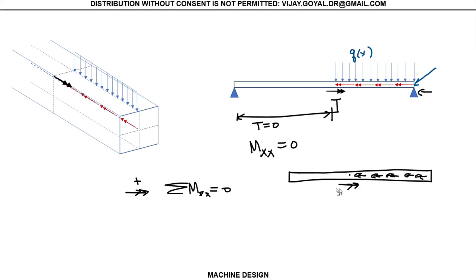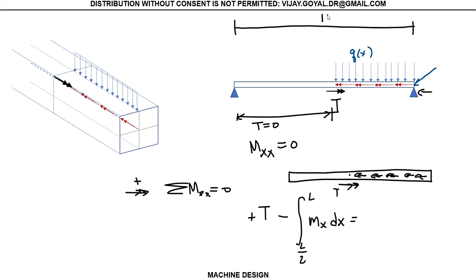So if I did that, you can see that you're going to get plus T, we have to call this T, minus the integral from L over 2 to L of M of x, D of x. And then this particular moment, let's say this is 10, that would give you equal to 0. So if I did that, I find that my T is equal to the integral from L over 2 to L of M of x, D of x.